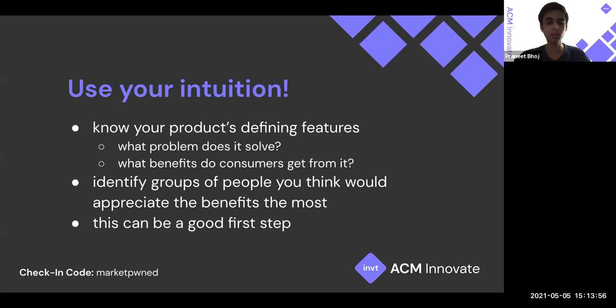And so once you know the features of your products, you can use your intuition to think about who would appreciate the benefits that come with those features the most. In doing so, you'll end up identifying certain groups of people that your product fits best. And this is a really good first step toward identifying a specific target market that you want to pursue based on the features of your product. Again, this really centers around really knowing your product and being able to determine particular features and benefits that you feel will really make your product worth using.